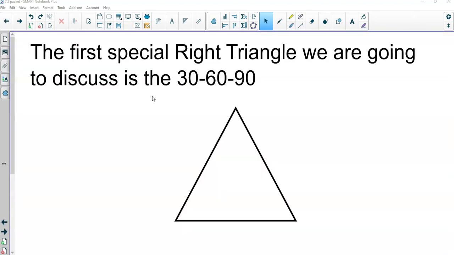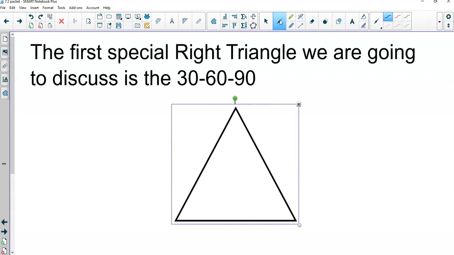Today, we're going to be talking about special right triangles. The first one we are going to discuss is the 30-60-90. And the 30-60-90 triangle comes from the equilateral triangle. You may recall that an equilateral triangle is an isosceles triangle where all sides are congruent. Well, if all sides are congruent, that means that we could mark it this way. Okay, we could say this one, and these ones are congruent.